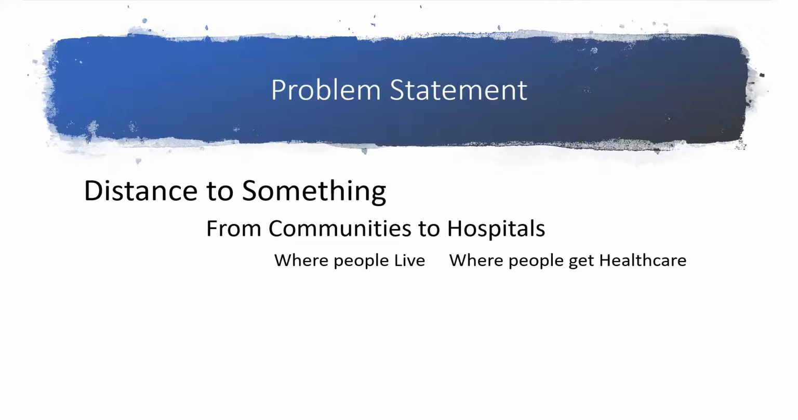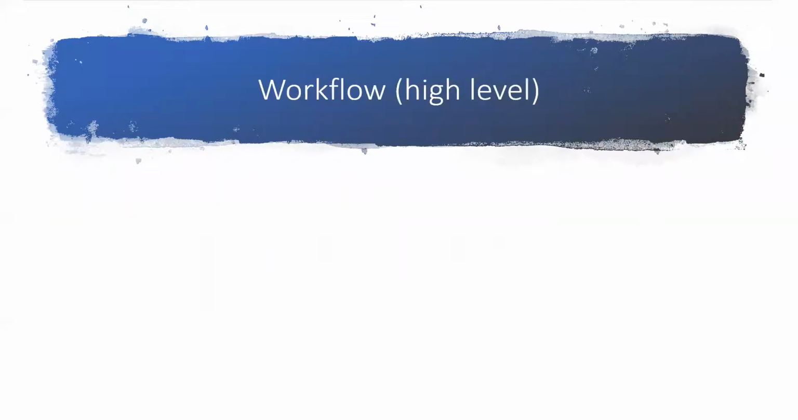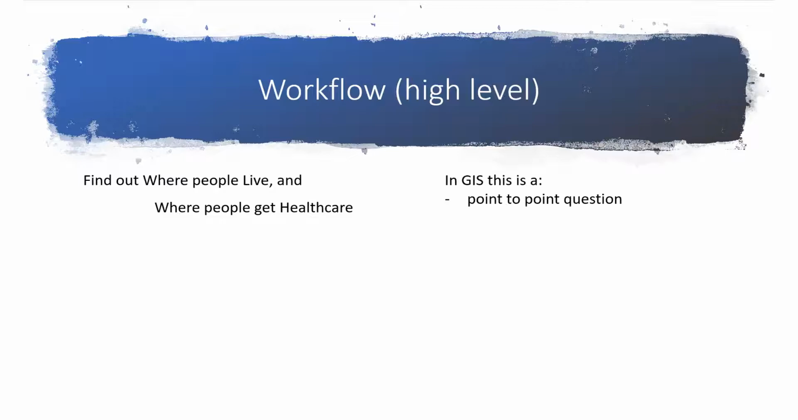The reason that I'm doing this training is that in task 5, we had a kind of problem statement: how far is something from something? And QGIS gives a good method of doing this. In this case, we are looking at communities to hospitals, so where people live and where people get healthcare. How are we going to solve this problem? By first finding out where people live and where they get healthcare. And this is a point to point question.